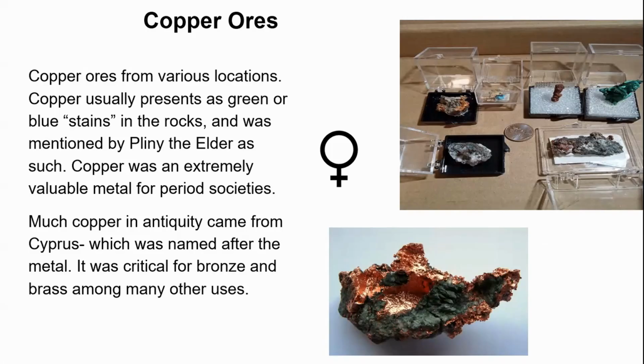So you've got a native copper nugget down there on the bottom. On the top right, you've got some copper ores and copper specimens that are in my collection. You can see they look a little different. Some of them are kind of brown or metallic looking like you'd expect, but then you've got some malachite over there on the far right, and that's a copper carbonate. In the middle, it's the symbol for Venus, which is also the symbol for copper.